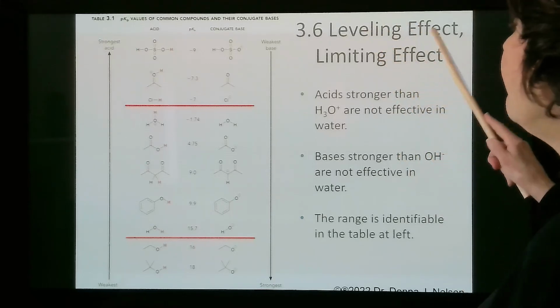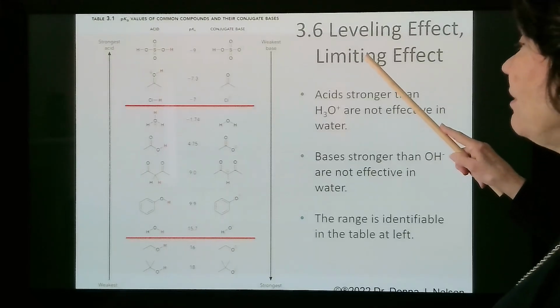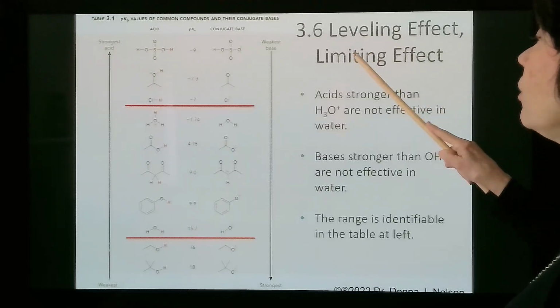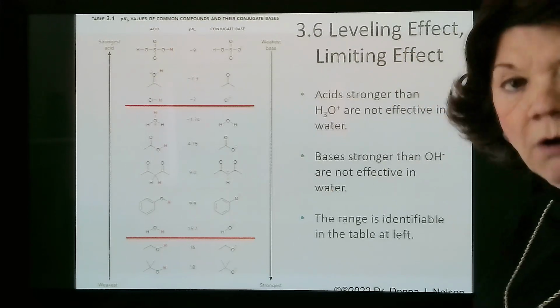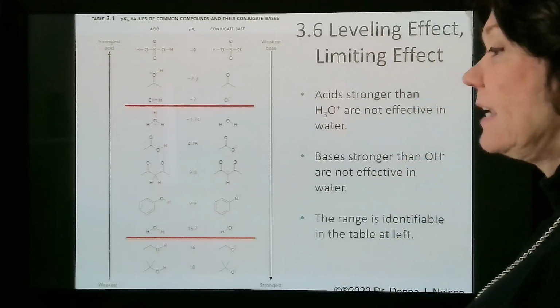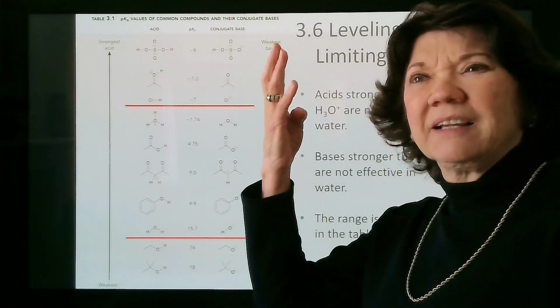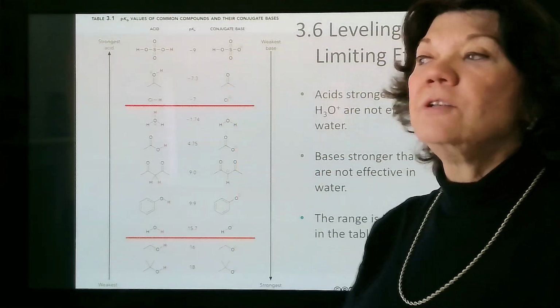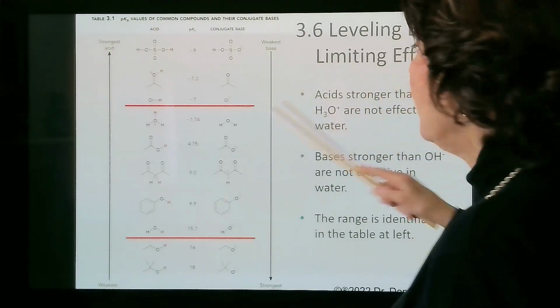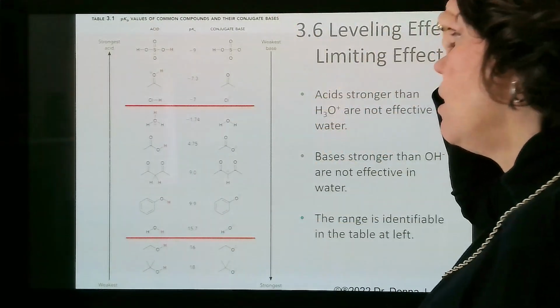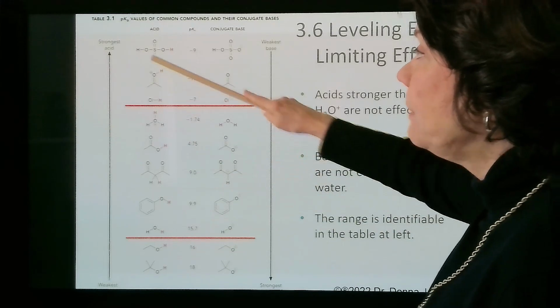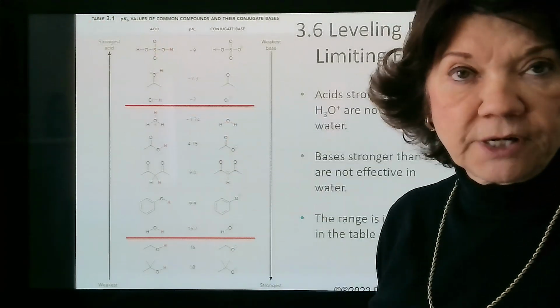So the leveling effect, which another way to think of it as limiting effect. If you look up limiting effect, you won't find it. If you look up leveling effect, you'll find that. But you might look at it and think, leveling effect, what does that mean? So think of it as limiting effect. And here you'll be able to see it on this table. This table is 3.1, straight out of your textbook.